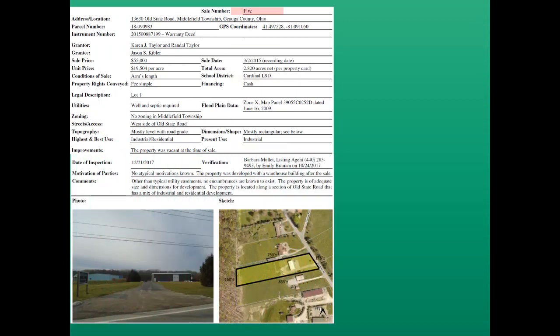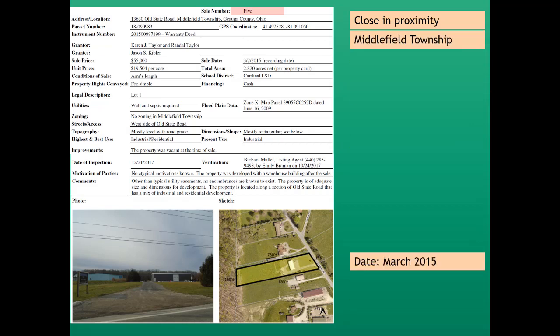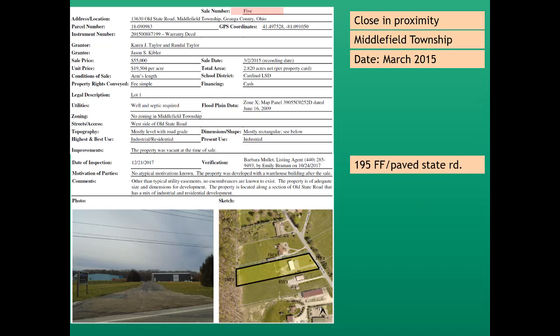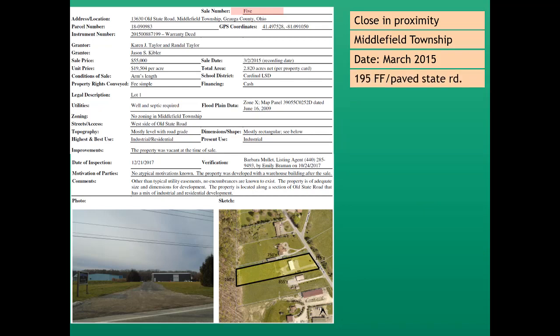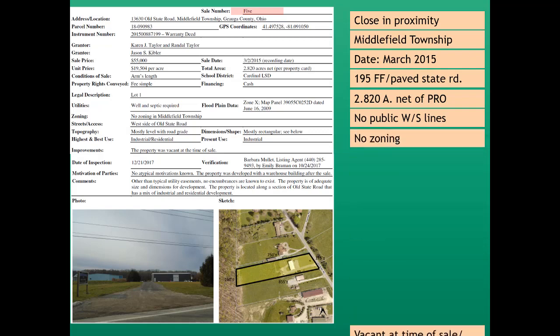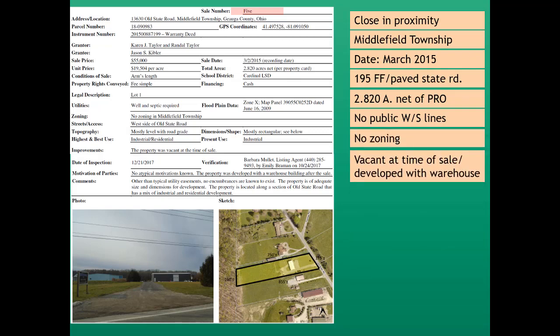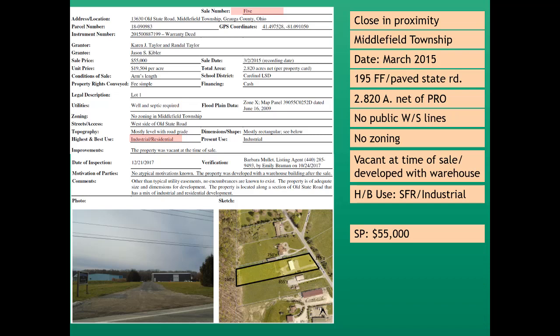All right, the next comparable we're going to look at is sale number 5. It's also close in proximity to Middlefield Township, sold in March 2015. It's got 195 front feet along a paved state road. It's got 2.820 acres net of any PRO. No public water or sewer in the area, no zoning. It was vacant at time of sale, but has since been developed with a warehouse. Its highest and best use was single family residential and or industrial, and we pulled that from the data sheet. Sold for $55,000, and so when we divide that sale price by 2.82 acres, we get a unit value of $19,504 per acre.